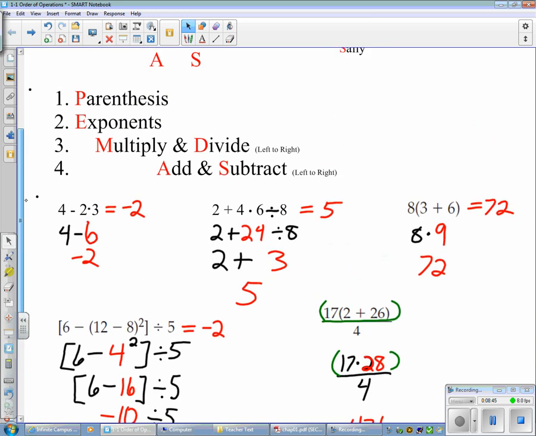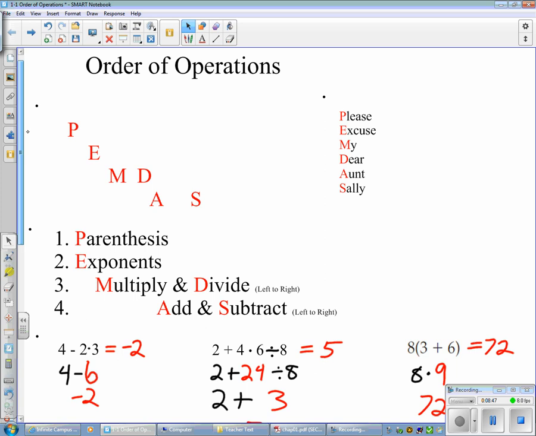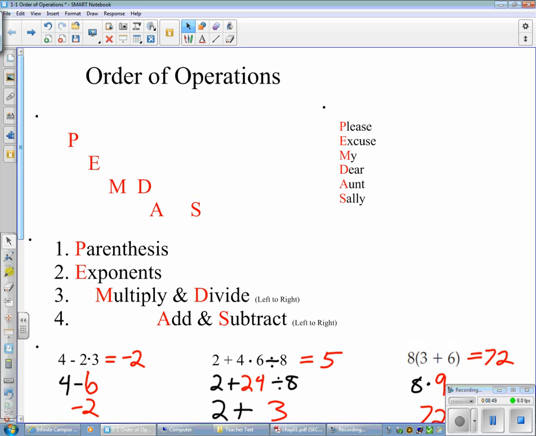So the big thing you really want to remember with the order of operations is, please excuse my dear Aunt Sally or PEMDAS. In other words, do parentheses first, exponents second, all the multiply and divides third, and last do the add and subtracts. Remember, always going left to right, just like you would read a book.